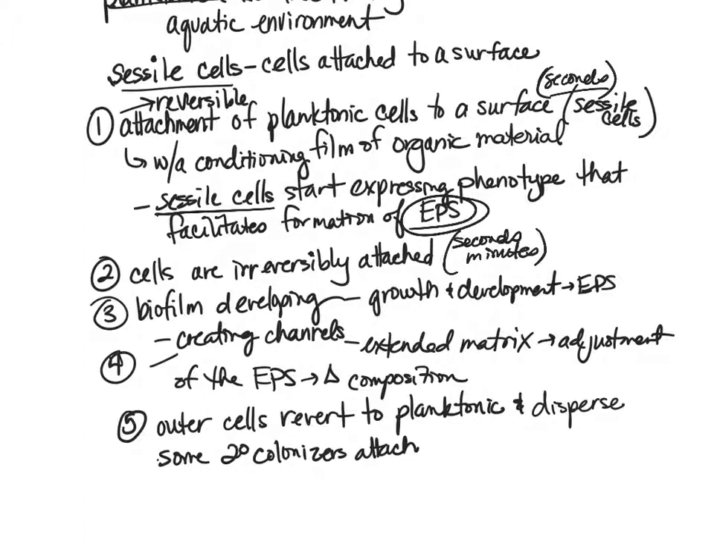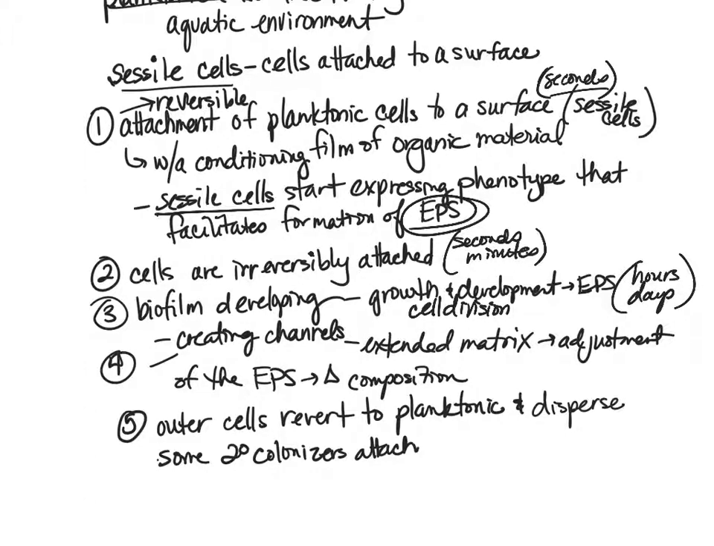So they have to change their phenotype and start producing and expressing this new phenotype and in creating this formation of the EPS. Then as this biofilm is developing, so as we have growth and we have cell division here, this is taking place within hours or days, depending on the type of organism. So within minutes, we have these sessile cells. Now they're stuck, irreversible, and then they're growing and developing and adding new things to them.